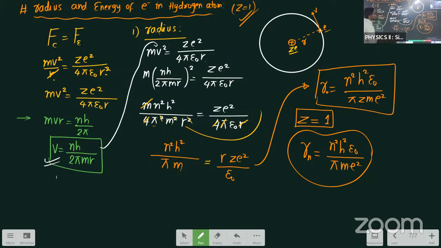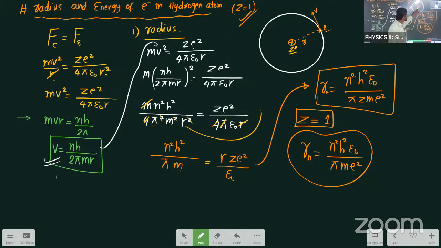So what are the two forces acting here? One force is acting towards the center, called the centripetal force, and the other force is acting between the nucleus and electron, called the electrostatic force. We know that the centripetal force equals the electrostatic force. The formula for centripetal force is mv square divided by r. According to Coulomb's law, the electrostatic force is F equals 1 by 4 pi epsilon naught into Q1 Q2 by r square.